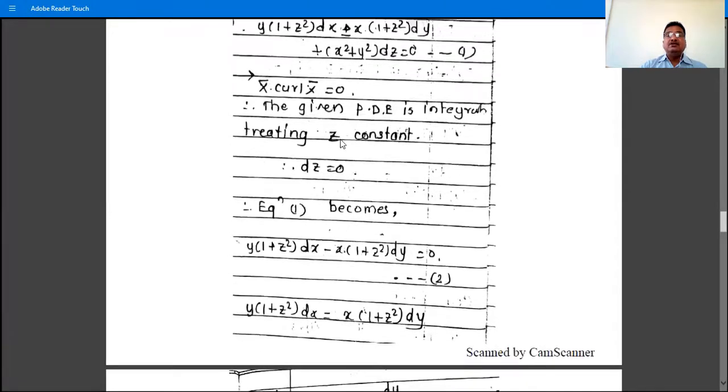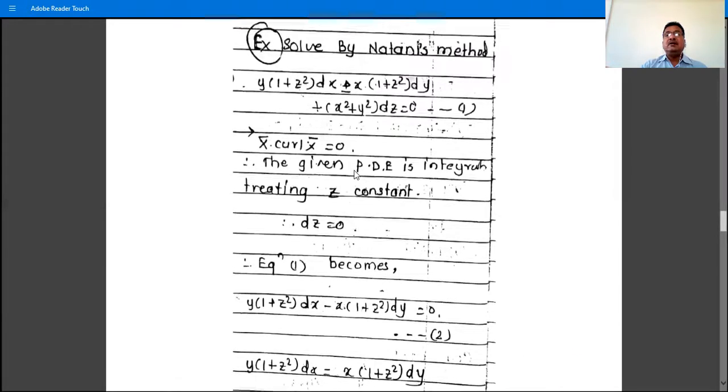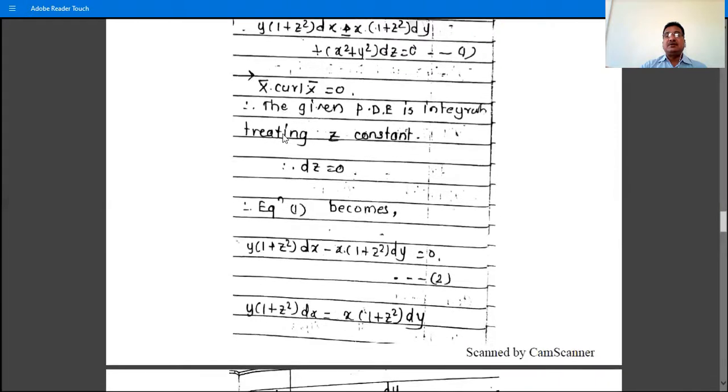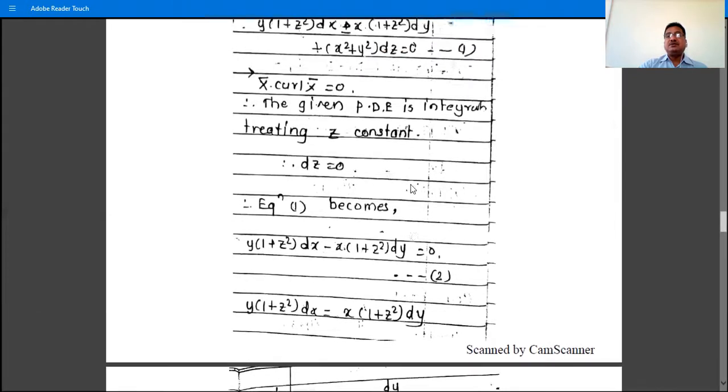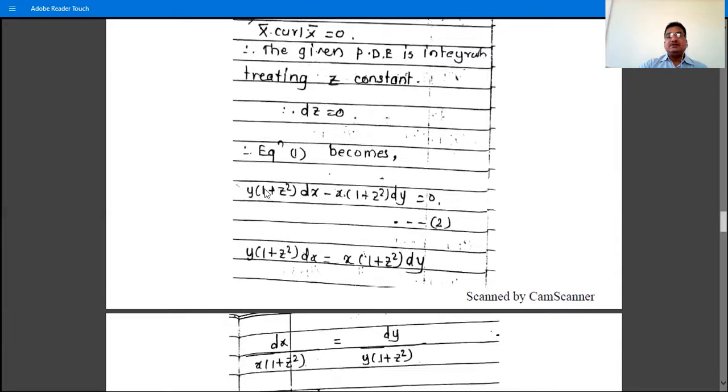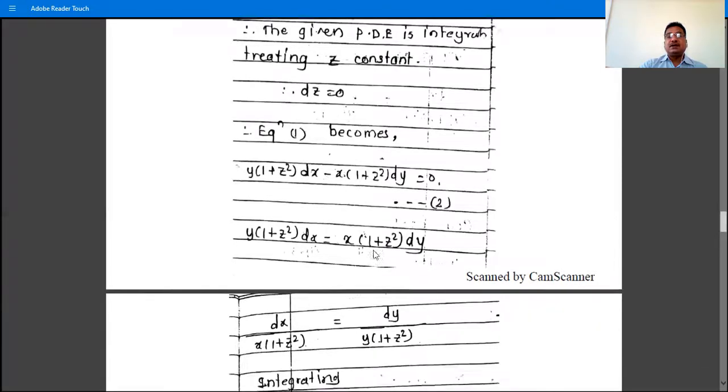Then treat z as a constant. This is Natani's method. So the first step is: treat z as constant. Therefore dz is 0, and equation 1 becomes y(1 + z²)dx − x(1 + z²)dy = 0, because dz is 0. And in this, 1 + z² is now constant, because z is constant.